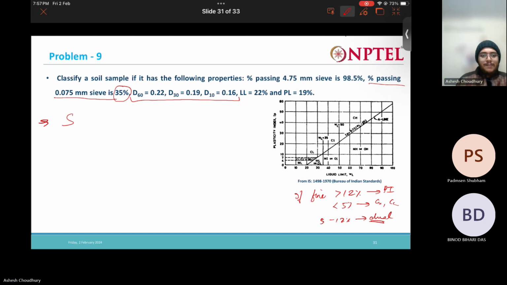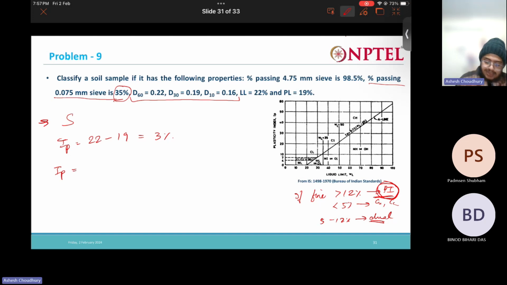Why? Because the fine fraction is greater than 12%. It is 35%. Yes, correct. So obviously you need to focus more on the plasticity index. So let us calculate the plasticity index. 22 minus 19, 3%.